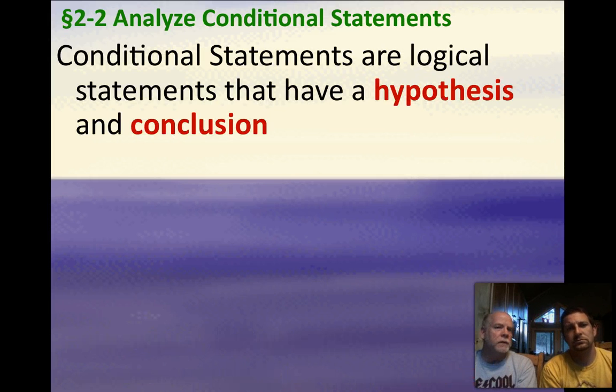So we're talking about conditional statements in this section, based on our conjectures from last section, and used in science. Conditional statements are statements that have a hypothesis and a conclusion. Hopefully you've heard about that in your basic science classes, that you have a hypothesis and conclusion to any experiment. And we have the same thing here, specifically in geometry.